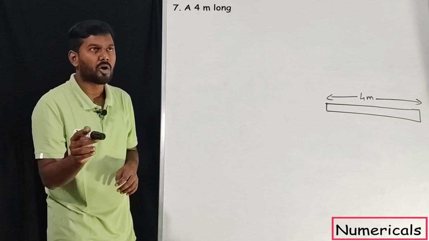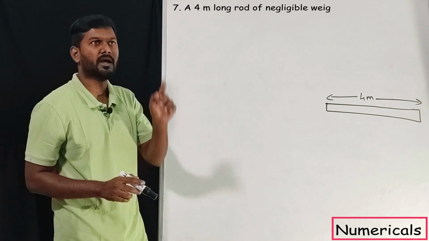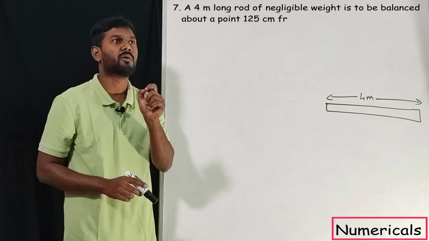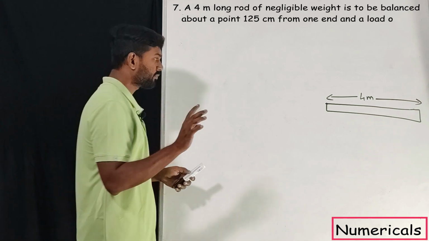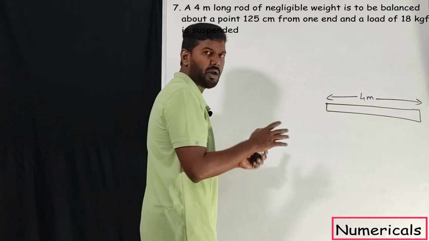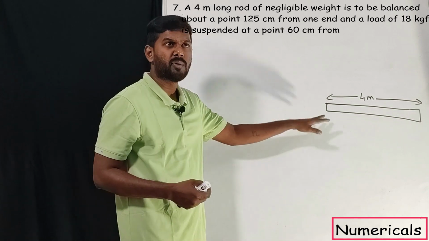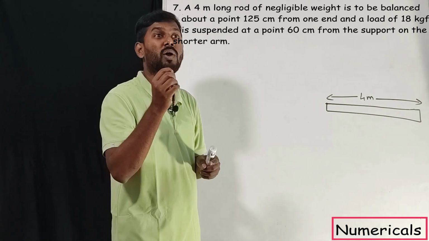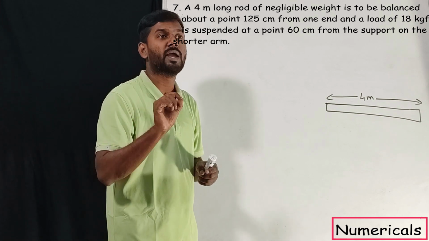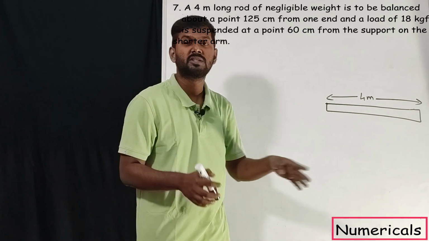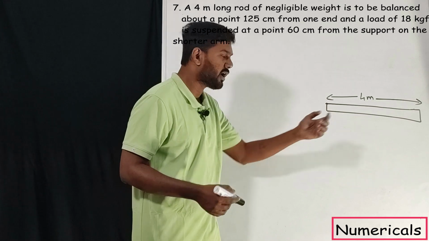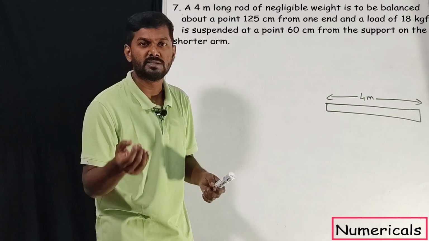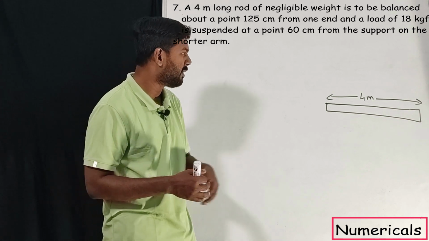A 4-meter long rod of negligible weight is to be balanced about a point 125 centimeter from one end. See, 4-meter long rod. So it has to be balanced. Balanced means balanced at a point 125 centimeter from its one end. They haven't mentioned which end, correct? So if we are going to balance this 4-meter long rod, how can we balance it? With the help of a fulcrum, correct? With the help of a fulcrum.